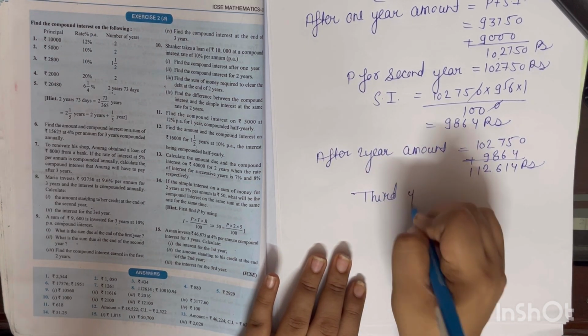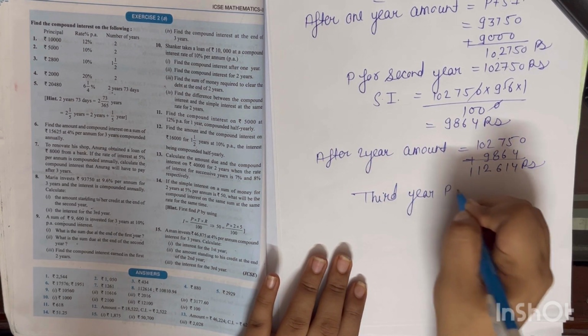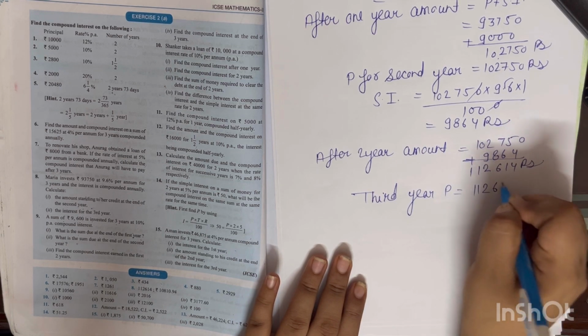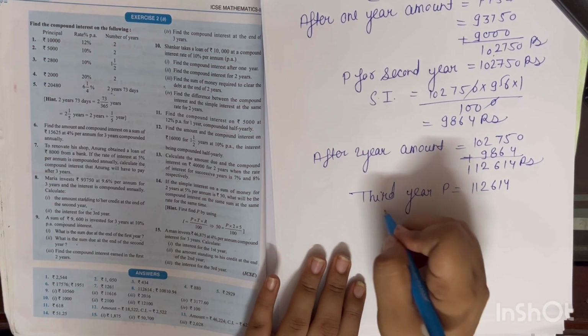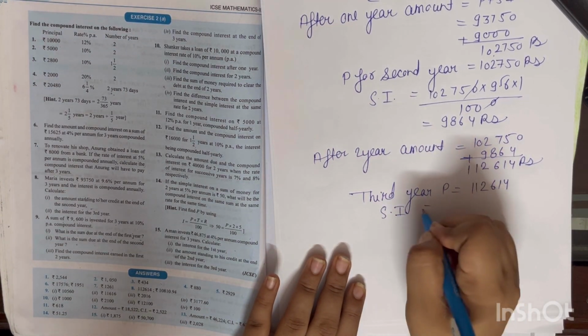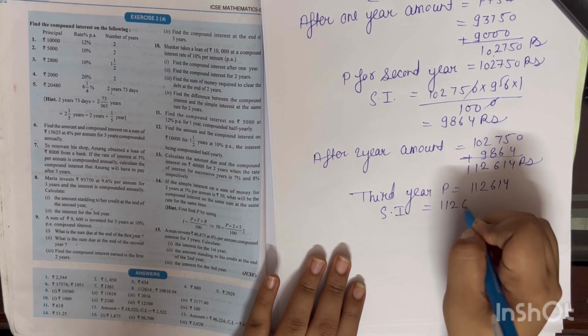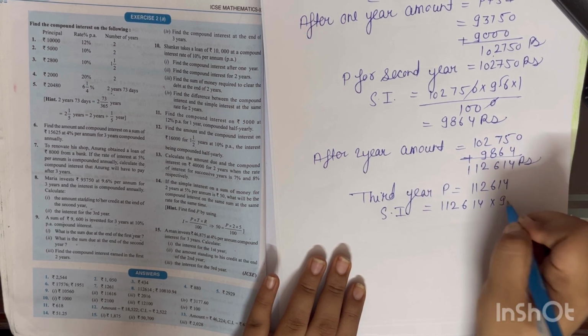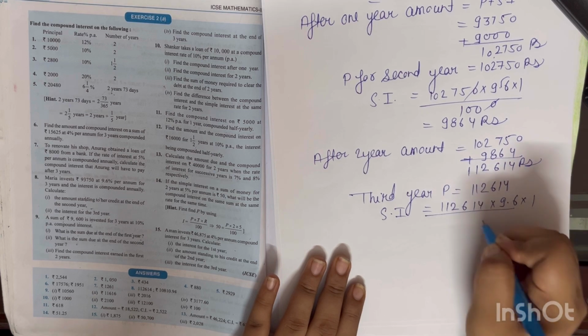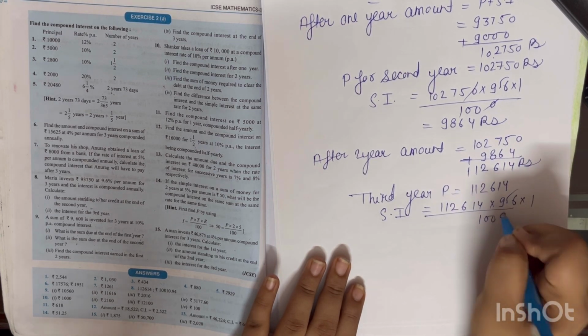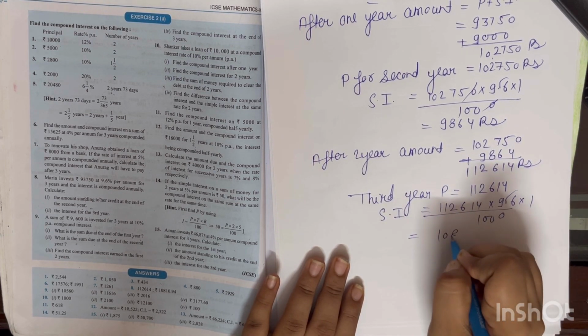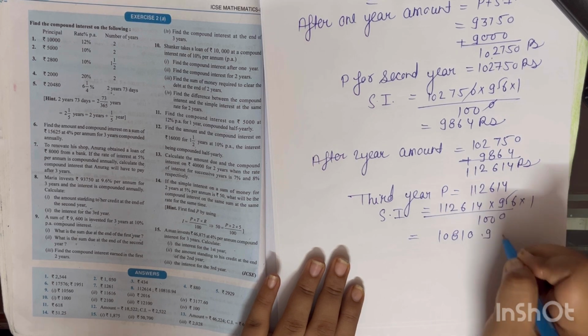will be 112,614. Simple interest will be 112,614 into R into T by 100. It will be 10810.94 rupees. Answer.